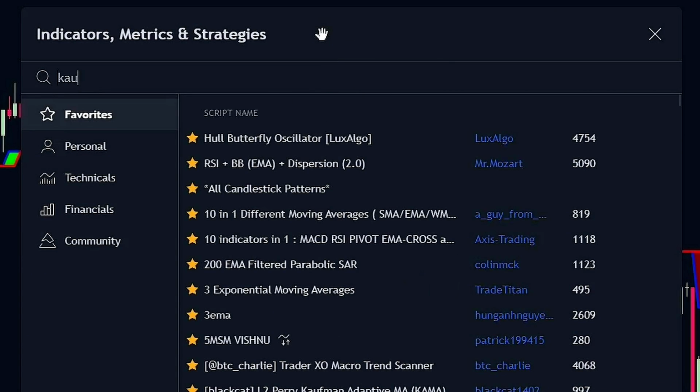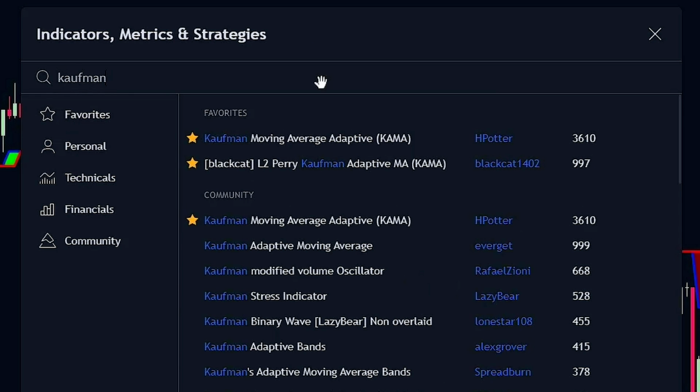Moving on, we're going to use the Kaufman Moving Average Adaptive Tool, also known as the Kaufman Indicator, to help us figure out the trend with great accuracy. Head back to the TradingView indicator section and search for Kaufman Moving Average Adaptive. Once you find it, add it to your chart.